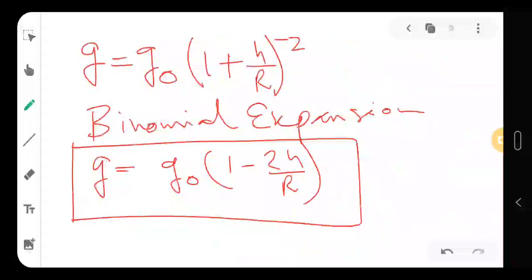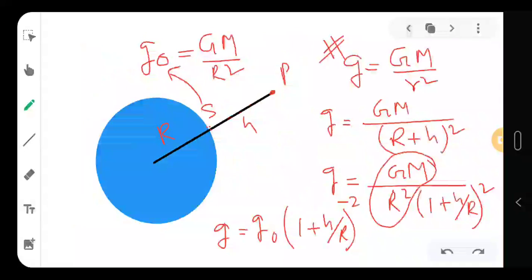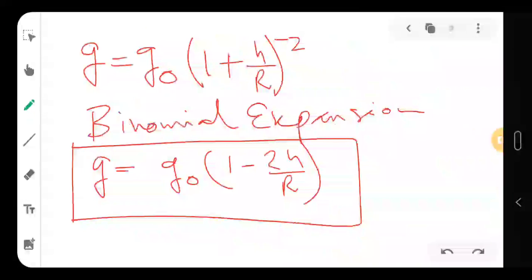So I can see that as my h is increasing, this term is increasing. As a result, this whole term is decreasing. As a result, the value of g is decreasing. So once you go upside, the value of g decreases, and this is the formula we can use to find out the value of g at any certain height.